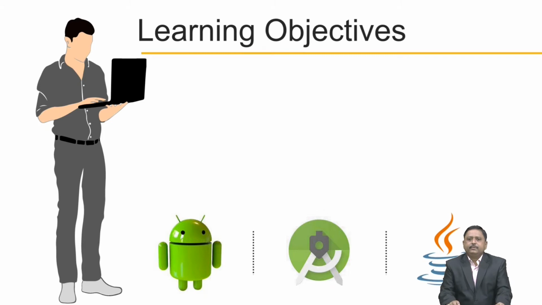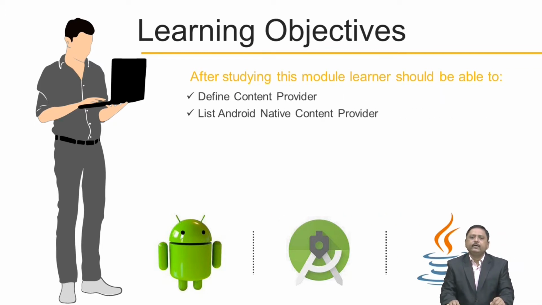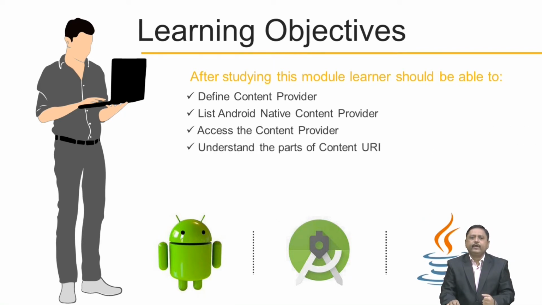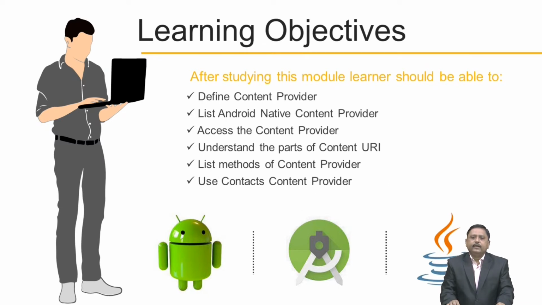Learning objective of this module is, after studying this module, learner should be able to define content provider, list Android native content providers, access the content provider, understand the parts of content URI, list methods of content provider, and learner can use contact provider.